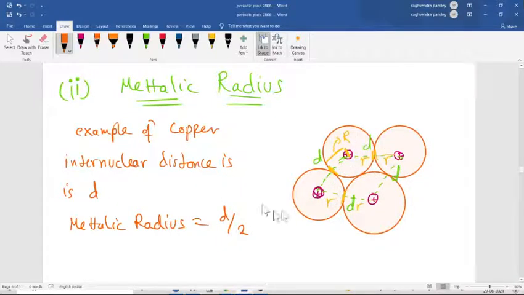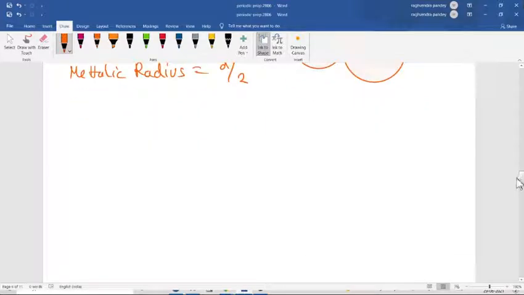So that is your d by 2. This is simple, nothing you have to do. Just take the internuclear distance and divide it by 2. So that is your metallic radius. This is about the metals. All the d block elements and the s block elements can be measured like that.